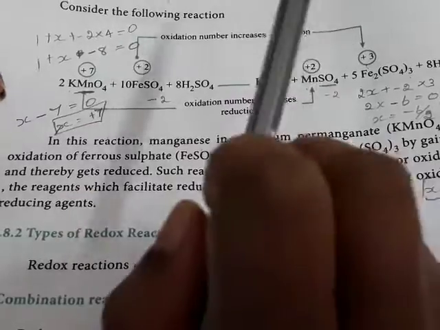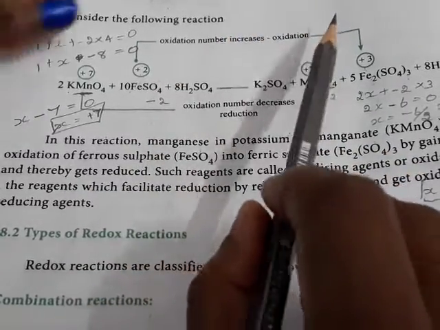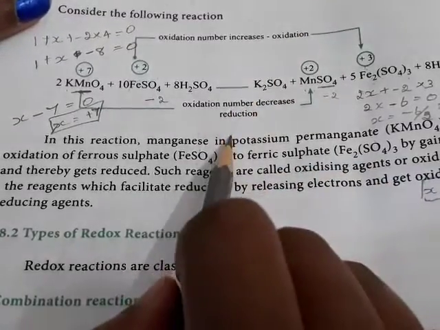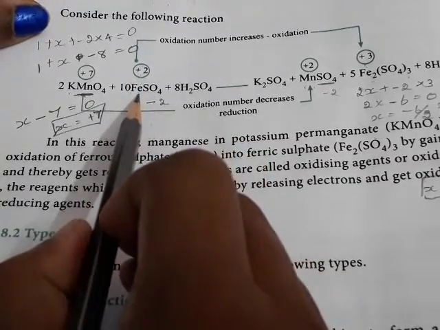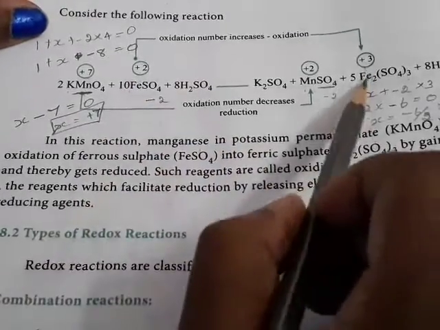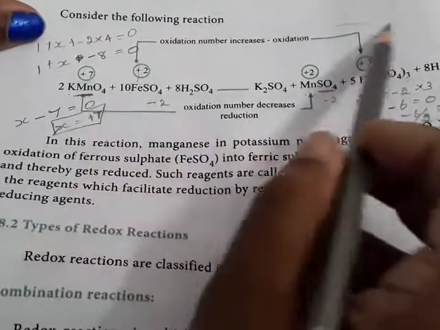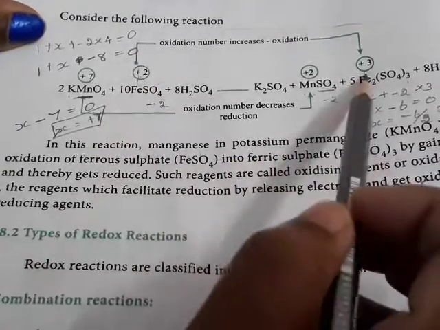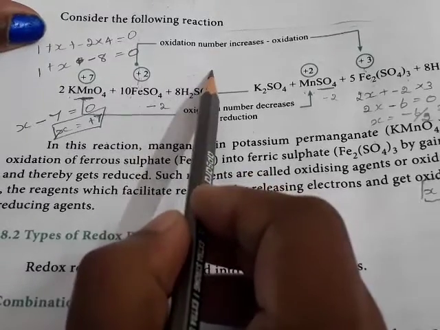So already you know, when the oxidation number is increased, that reaction is called oxidation. When the oxidation number is decreased, the reaction is called reduction. Here, Fe is +2, and here also Fe. The Fe2+ changes into Fe3+. The oxidation number is increased, 2 changes into 3. So the oxidation number is increased, and the reaction is called an oxidation reaction.